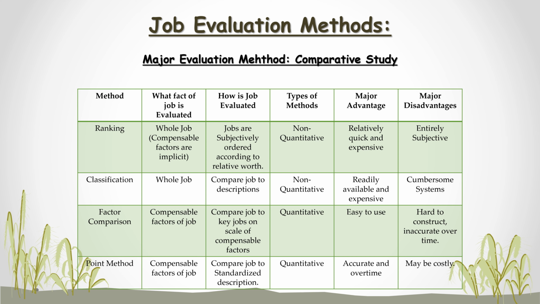Factor comparison. Compensable factors of job. Compare job to key jobs on scale of compensable factors. Quantitative. Easy to use. Hard to construct, inaccurate over time. Point method. Compensable factors of job. Compare job to standardized description. Quantitative. Accurate and stable over time. May be costly.